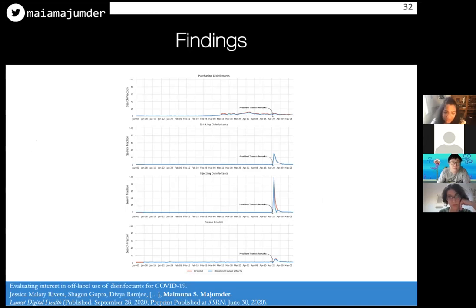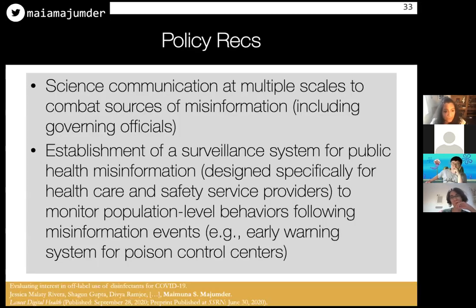We can't infer causation from this work alone, but the fact that internet search query interest in poison control centers peaked after queries regarding off-label use of disinfectants suggests that search query data could be used as an early warning surveillance system of sorts for poison control centers in the future, a need that may be increasingly dire as false cures and prophylactics for COVID-19 continue to be propagated by those in positions of power.